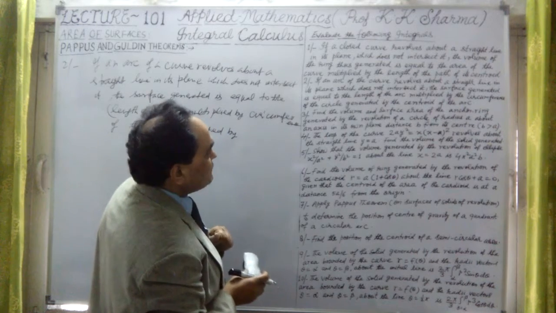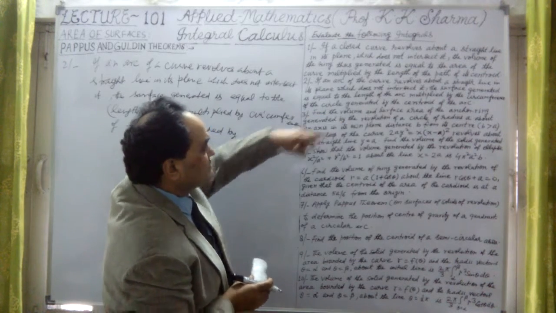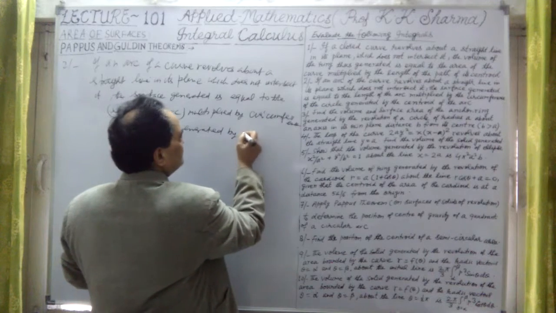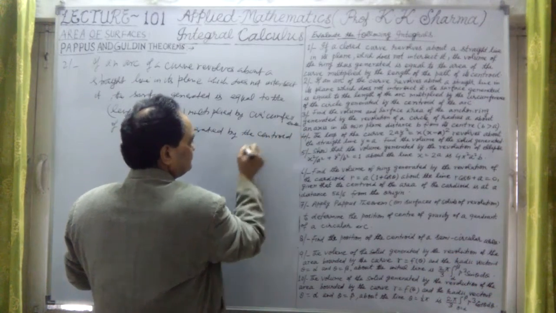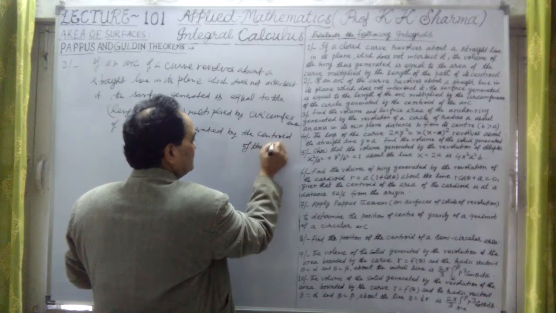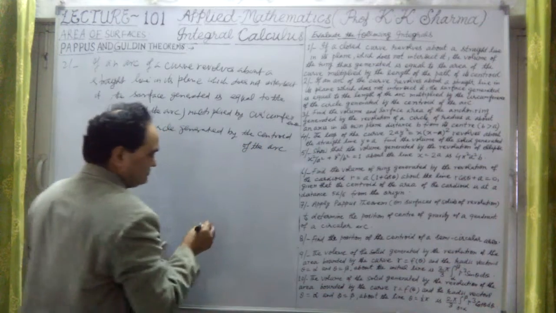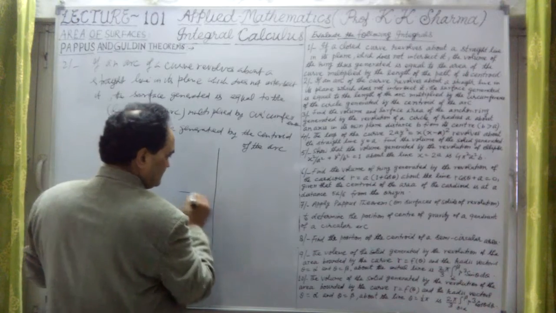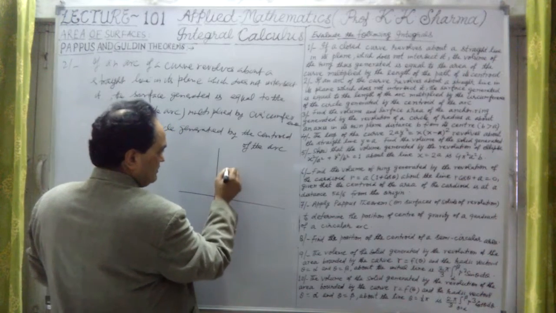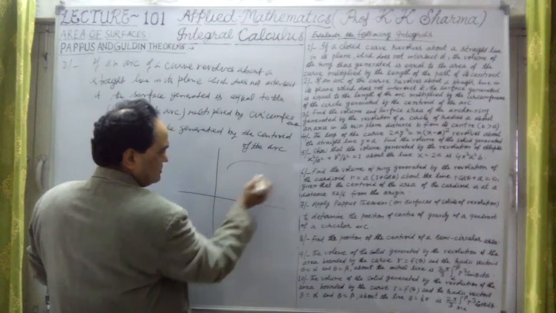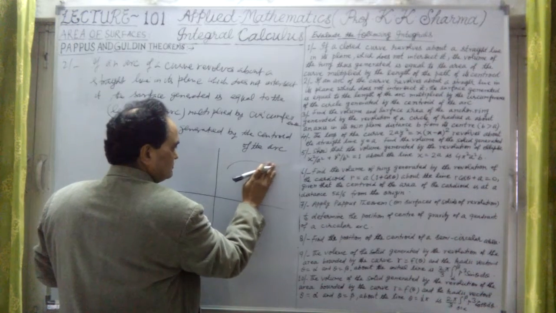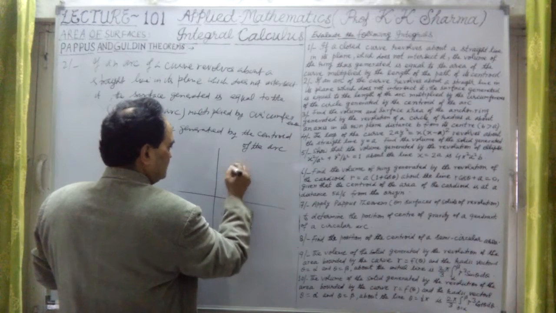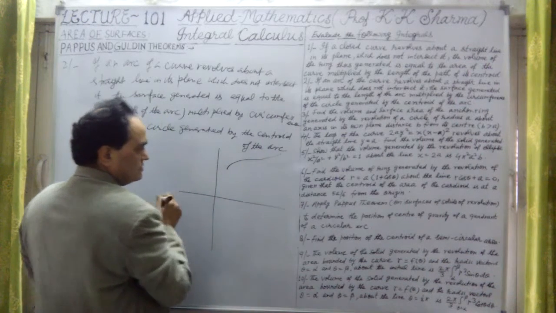Sorry, centroid. Okay, circle generated by the centroid of the arc. This is the second theorem, centroid of the arc. Now let me take an arc here. If I take an arc here, this is the arc.